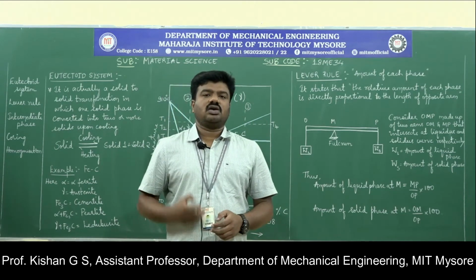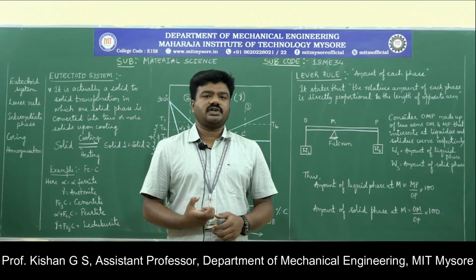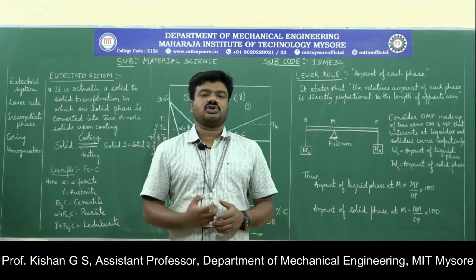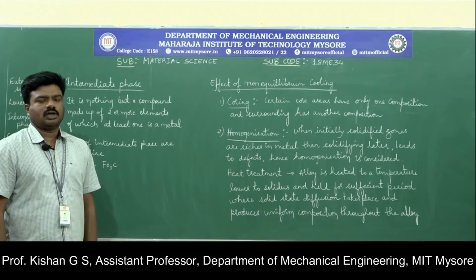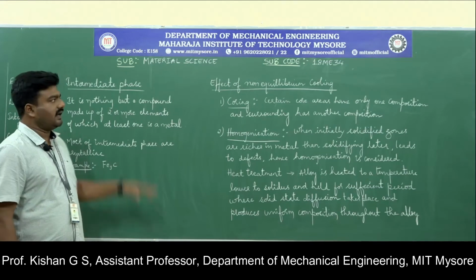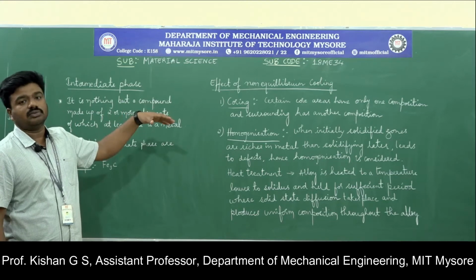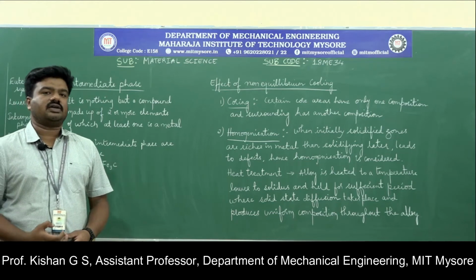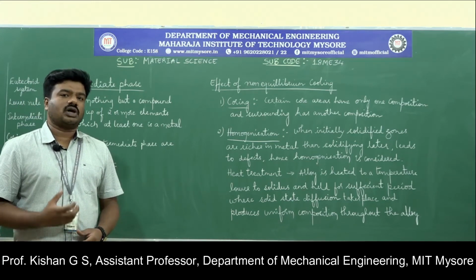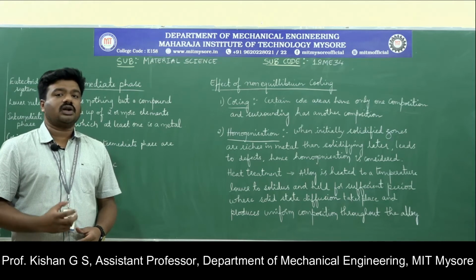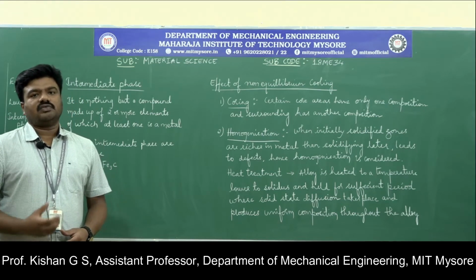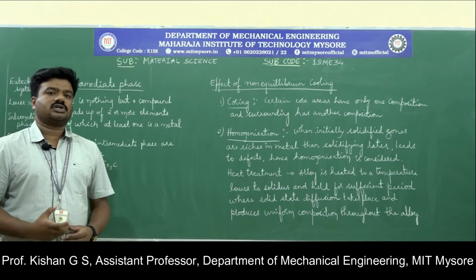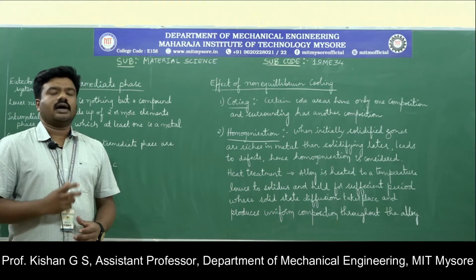So let us take a simple concept of intermediate phase, coring and homogenization now, and thereby we are going to solve the numerical on lever rule. Let us now focus on the simple topic, intermediate phase and the effect of non-equilibrium cooling. In the previous case of the eutectoid system, we identified solid 1 getting converted into solid 1 and solid 2 upon cooling, wherein we identified alpha plus Fe3C composition, that is pearlite, in consideration of the combination of iron and carbon.